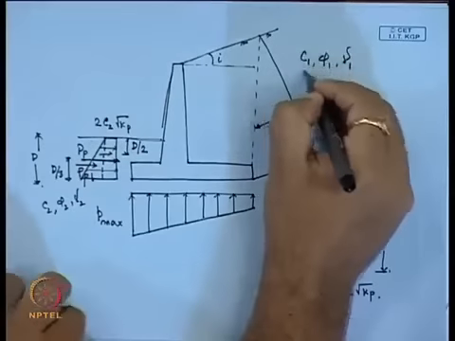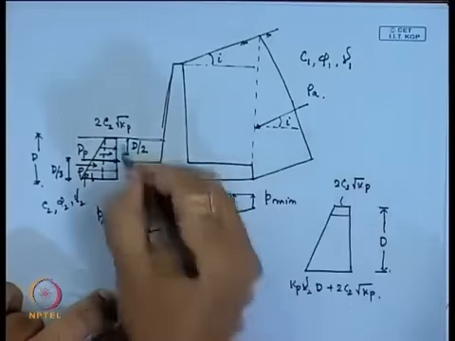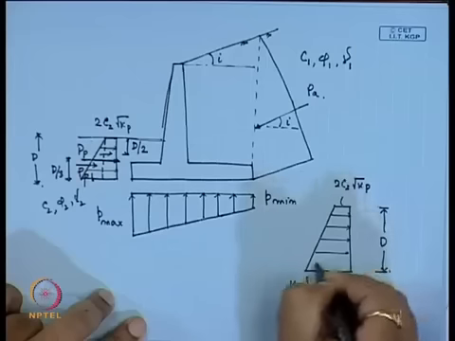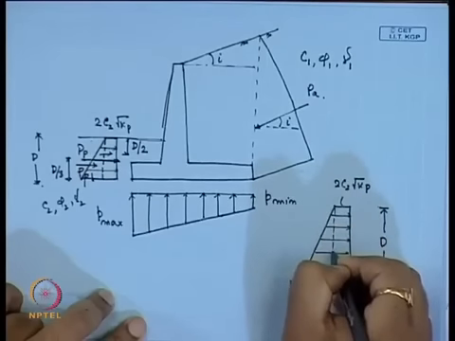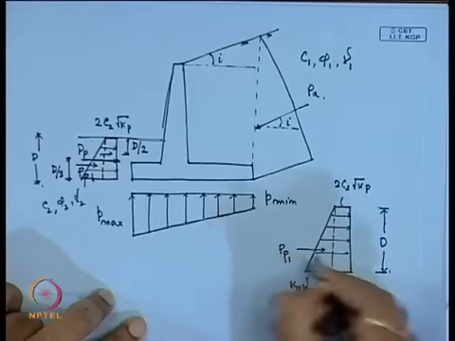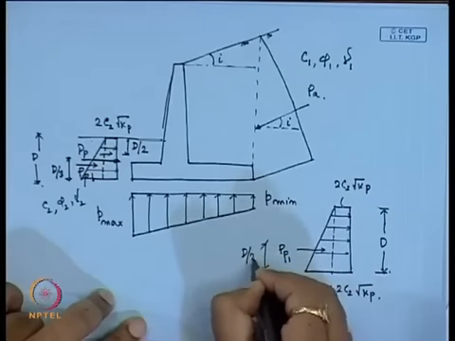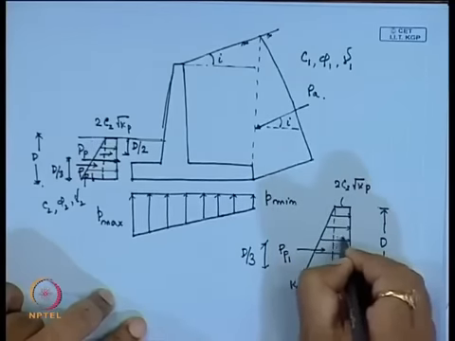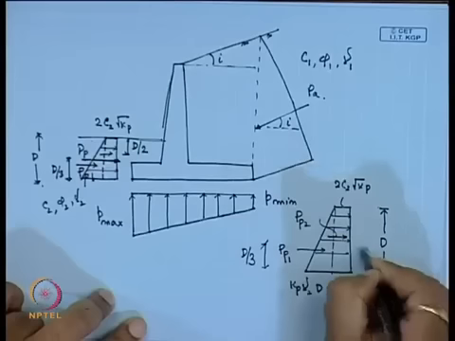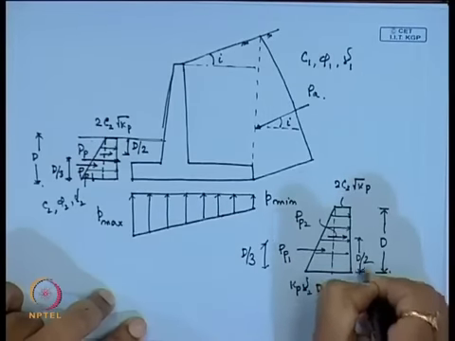Most of the cases this C 1 is 0 for the backfill case. So, if I consider these forces, these are the pressures that will act. If I take the two parts, one is P P 1, which is a triangle acting at a distance of d by 3 from the base. Another is P P 2, which is acting at a distance of d by 2 from the base.